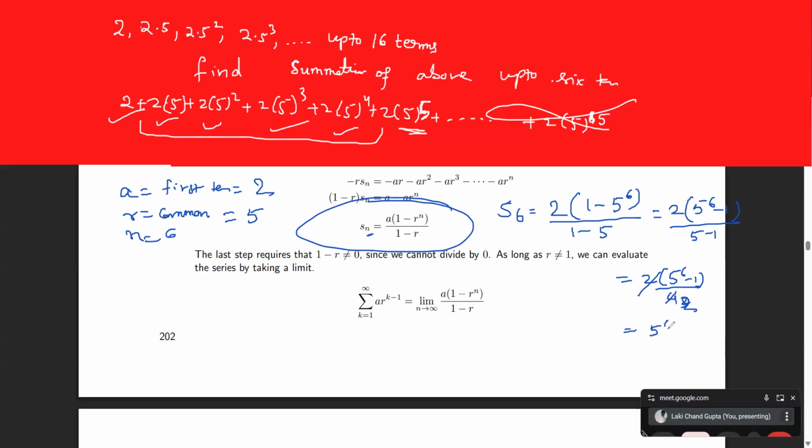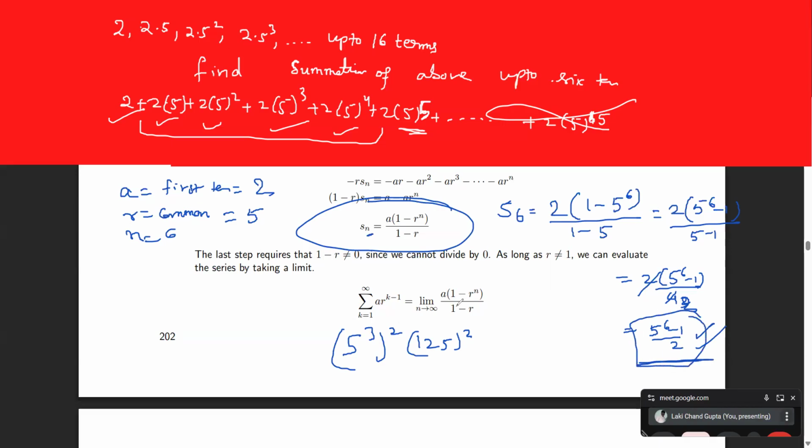Okay, so 5 raised to 6 minus 1 upon 2. This is the summation. You can check, 5 raised to 3 is what? 125. So 125 square minus 1 divided by 2. Okay, this is your answer.